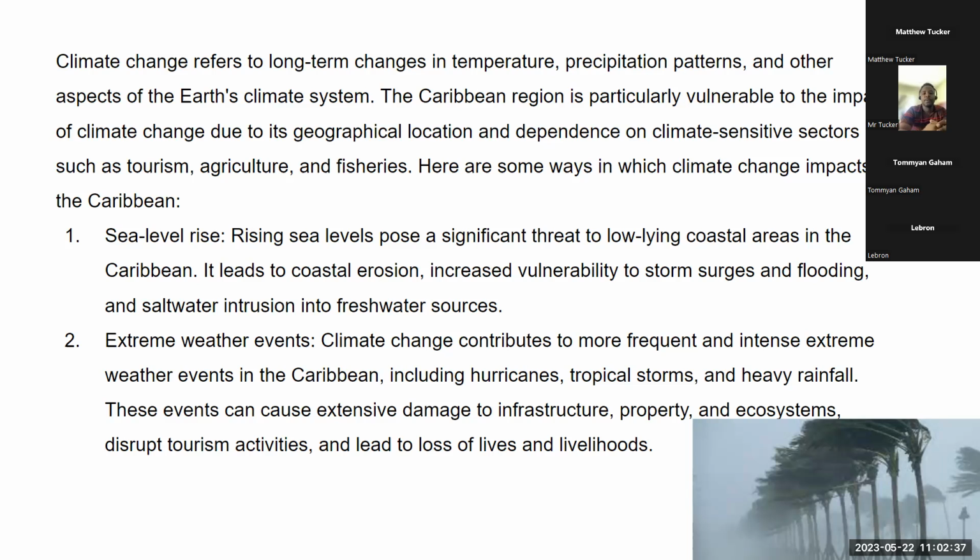You never know how small that can get after a period of time. The second one, and there are many more effects to the Caribbean, is extreme weather events. For example, we have hurricanes, we have tropical storms, we have all those things that come from June to November, where those can damage the infrastructure we have here, property and the ecosystem.